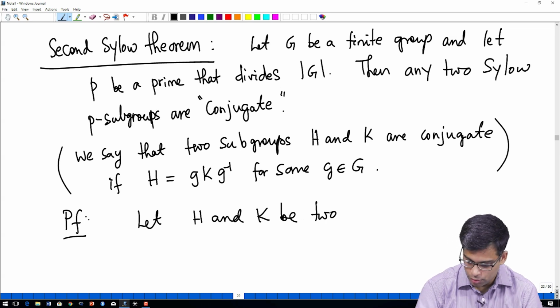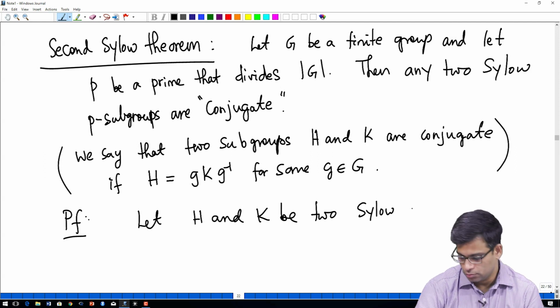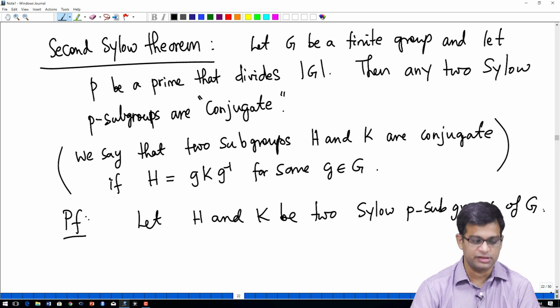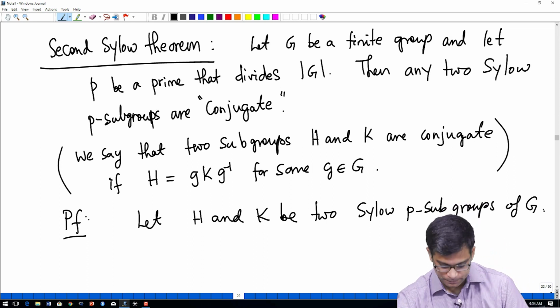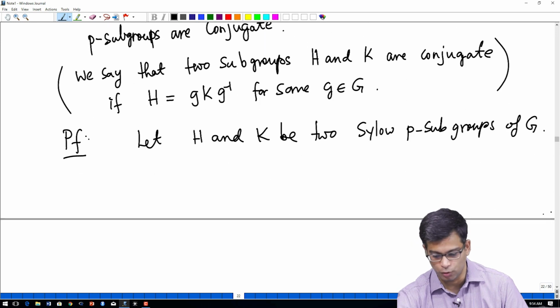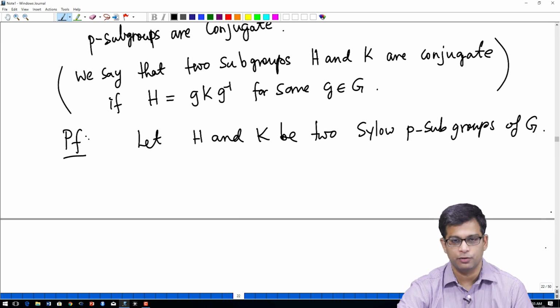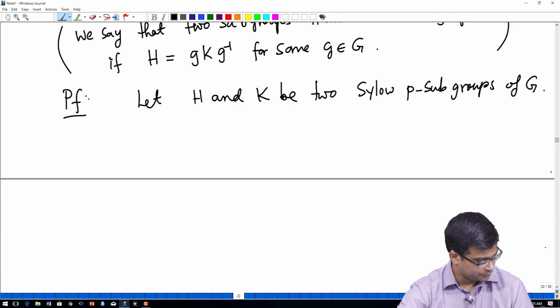be two Sylow P subgroups of G. Remember, Sylow 1 guarantees the existence of a Sylow P subgroup, but there can be more, right, we are not saying there is exactly one. So, let us take two of them. Our goal is to show that they are conjugate.